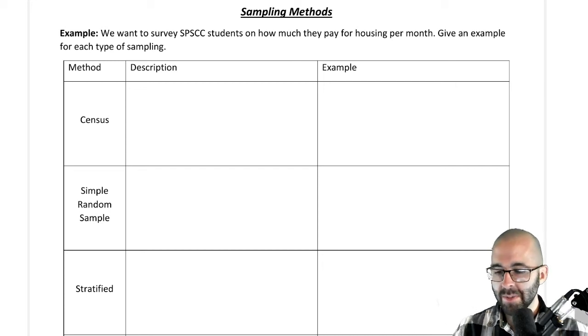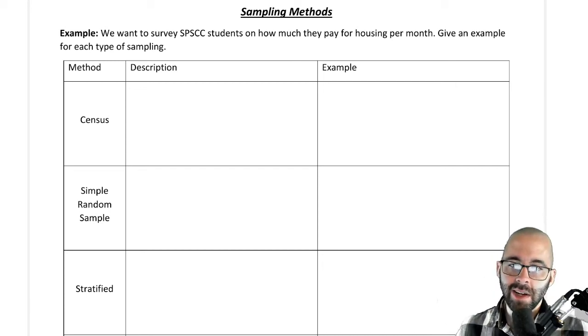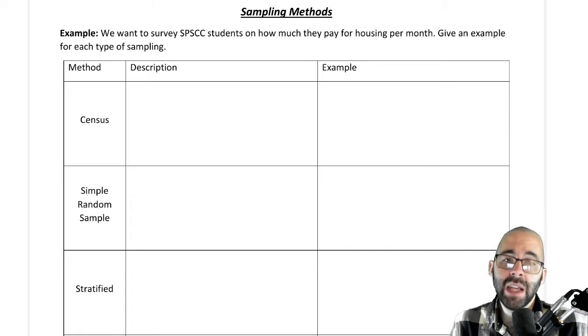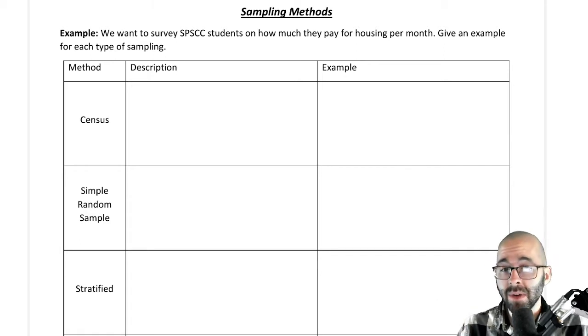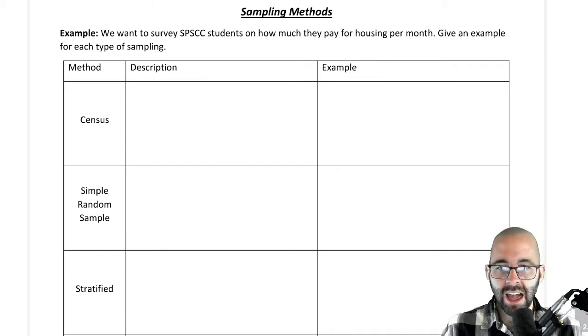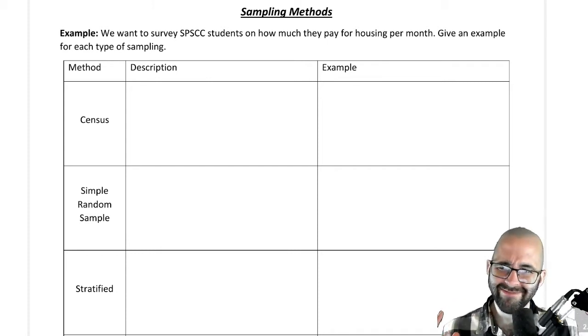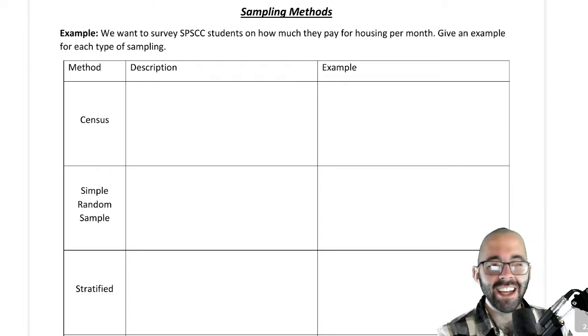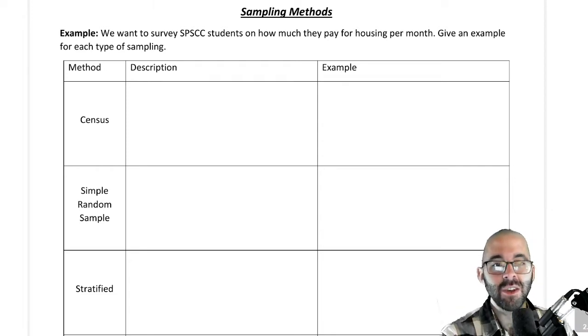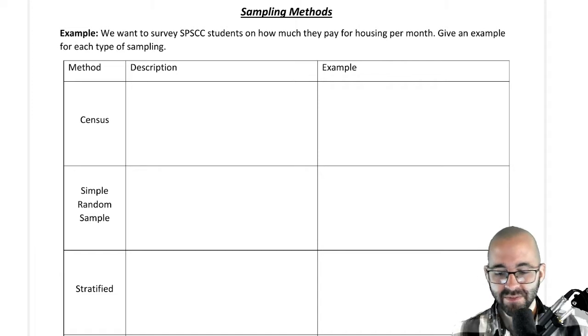All right, so sampling methods. Again, it'd be nice if we could know things about the entire population, but usually we can't. Usually we have to sample a subset of the population, and choosing how to find that subset, choosing what subset to ask, there are different methods for that.